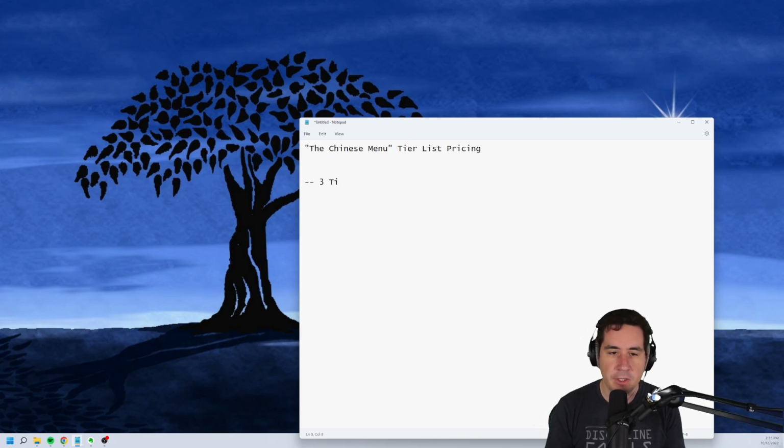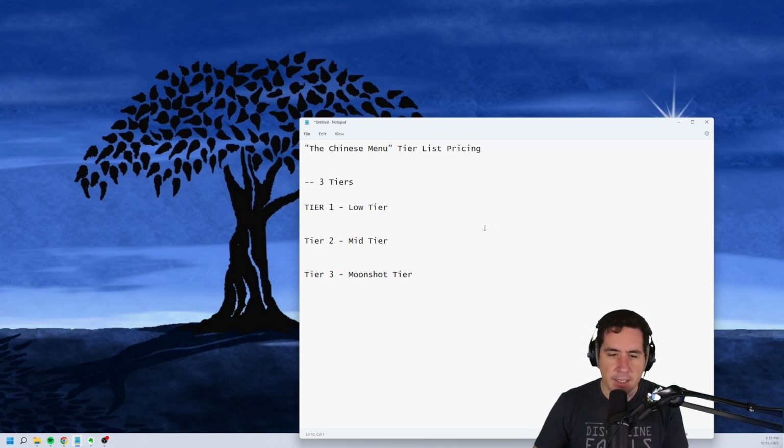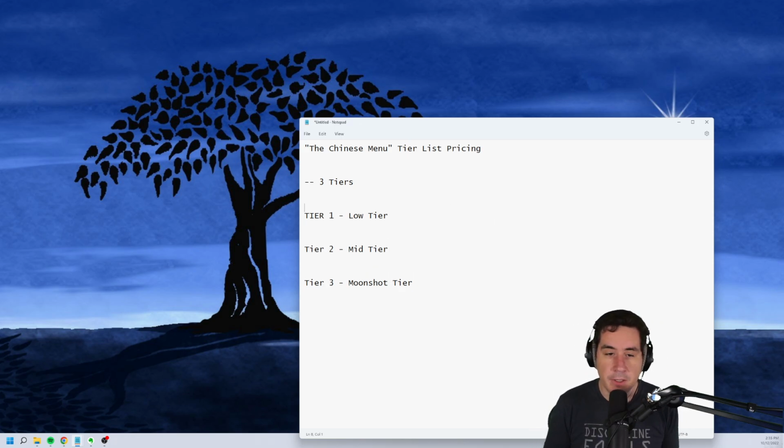You've got 3 tiers. Tier number 1 is going to be low tier. Tier number 2 is going to be mid tier, and tier number 3 is going to be moonshot tier. And your goal is to describe as basic and as simple as possible within each tier what your offerings are as a product or service, okay? And you are going to put this into a neat little Google Doc, and then later, as your business grows, you're going to put it into a graphic of some kind to explain to people, okay?